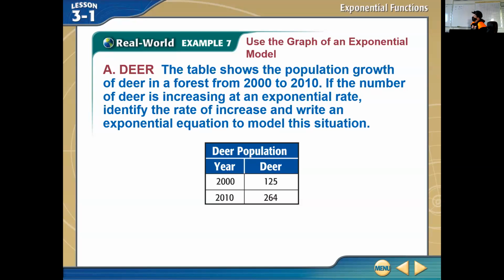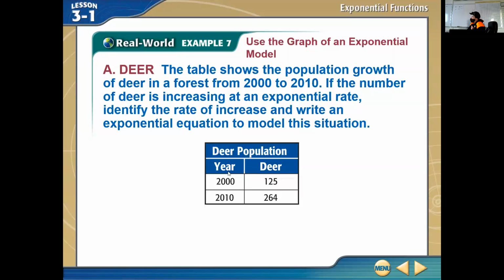So our example, for example 7, says deer. The table shows the population growth of a deer in a forest, from 2000 to 2010. If the number of deer is increasing at an exponential rate, identify the rate of increase and write an exponential equation to model the situation. And we're given the deer population in 2000 was 125 deer. The deer population in 2010 was 264.